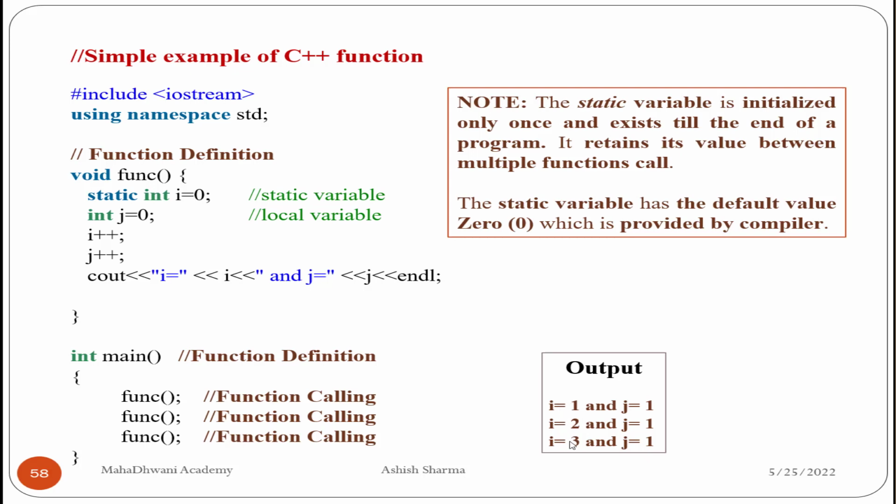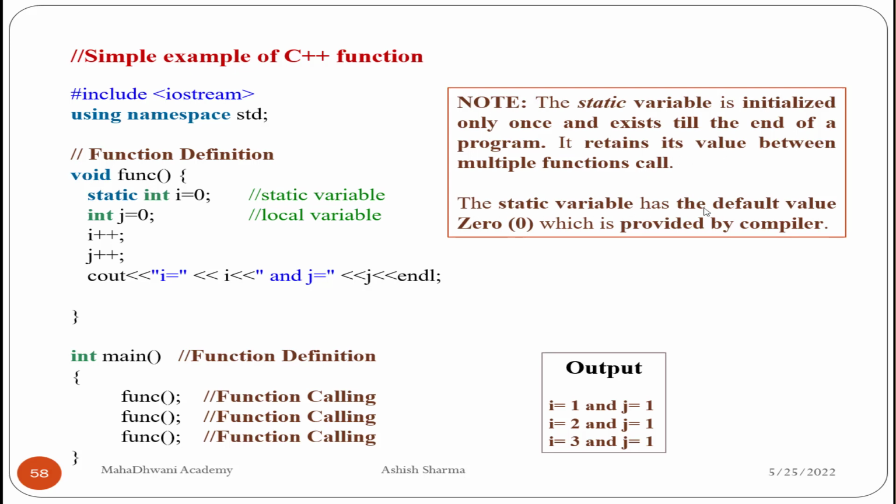So we understand what is the difference between the static and non-static variable in the program. Note, read here: the static variable is initialized only once and exists till the end of a program. It retains its value between multiple function calls. We are using multiple function calls all the time. It retains the value. Its scope is not limited, it's global.